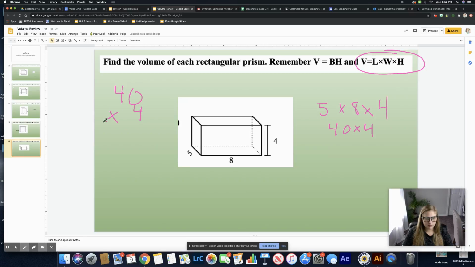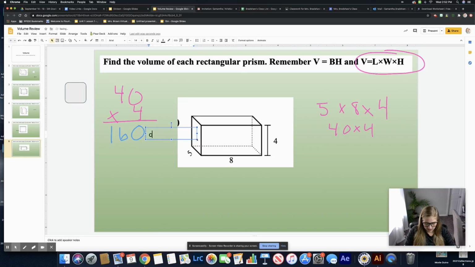40 times 4. Then I'm going to pretend that that other number is covered up, and I have 4 times 0, which is 0. I'm going to get rid of that, and now I have 4 times 4, which is 16. So my answer is 160, but I can't leave it like that. I have to have a qualifier, cubic units.